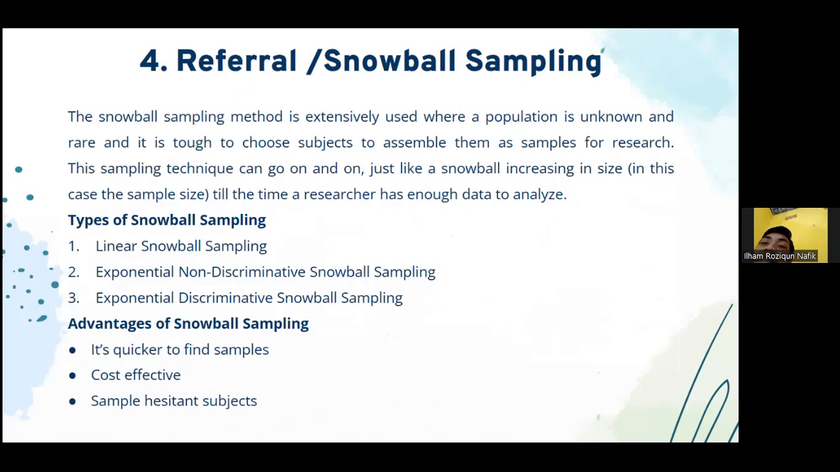There are three types of snowball sampling. The first is linear snowball sampling. The second is exponential non-discriminative snowball sampling. And the third is exponential discriminative snowball sampling. The advantages are that it is cost effective, and the sample has easily found subjects.